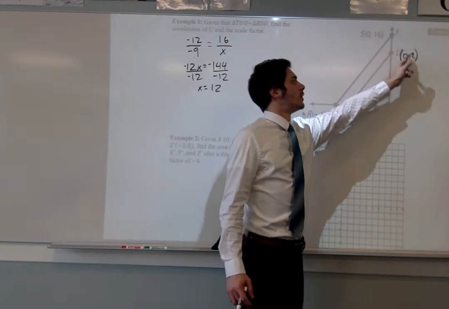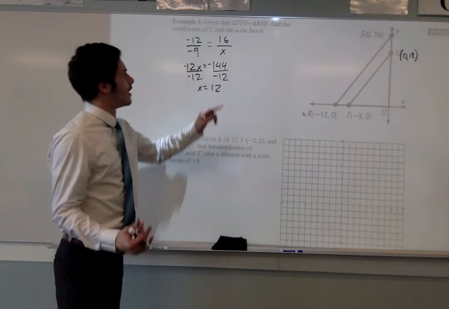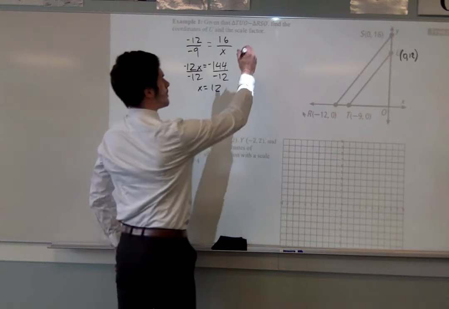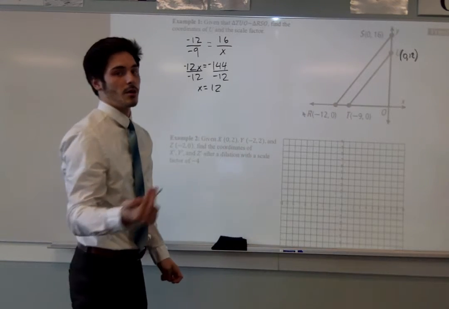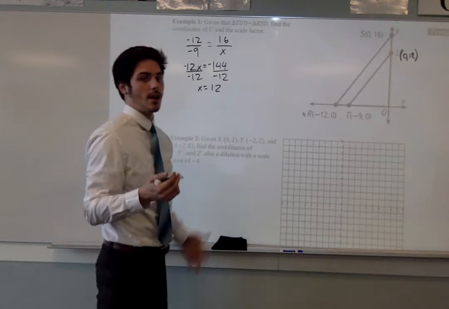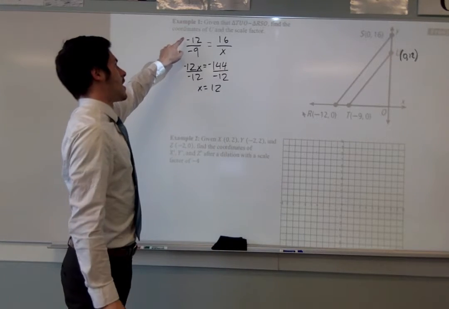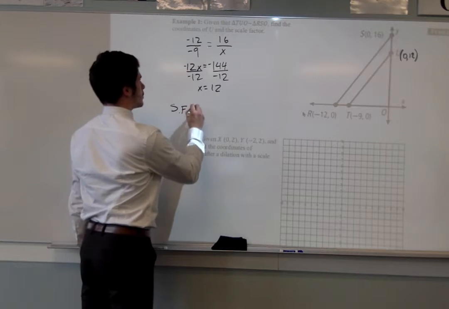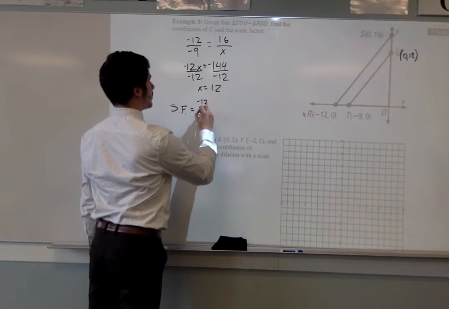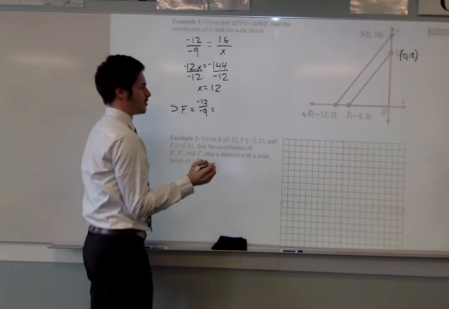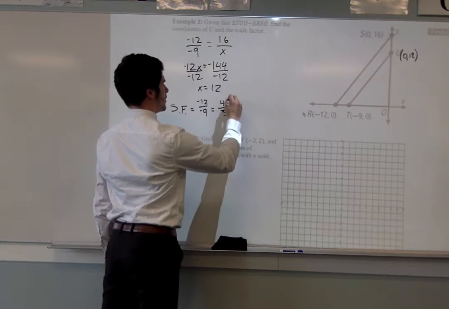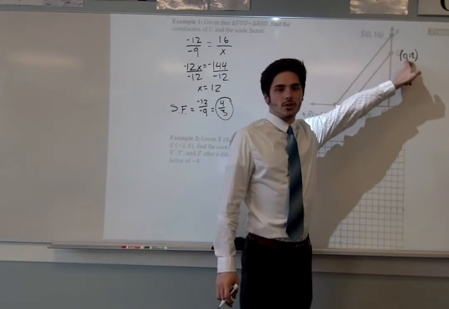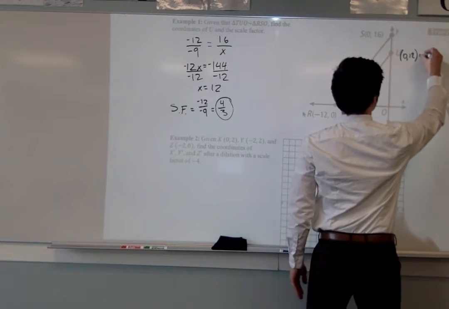So this answer feels right, and if I wanted to check it, I could simply put it in there and divide 16 by 12. This is how we're going to get the scale factor too, so you might want to pay attention to this. To check it and find the scale factor, we'll simply divide one of these by the other. So scale factor, SF, equals -12 over -9, which is equal to 4 over 3. So that's our scale factor, and that's the coordinates of U. All right?